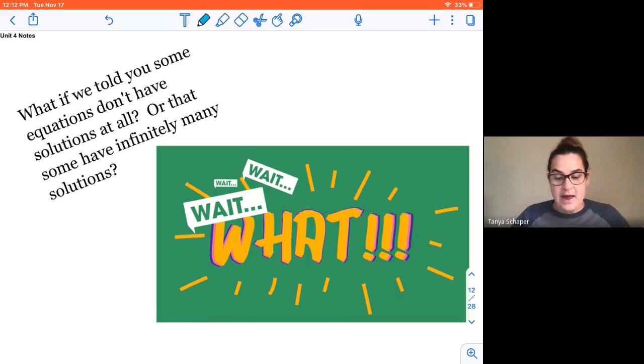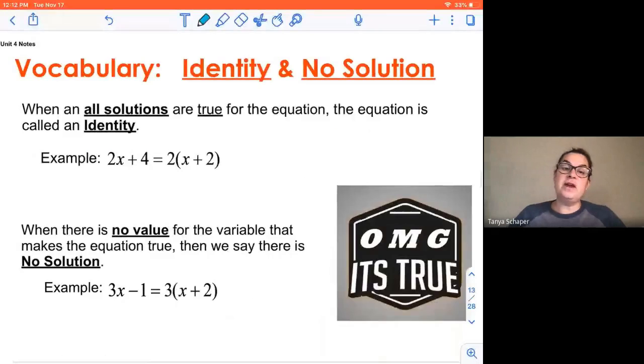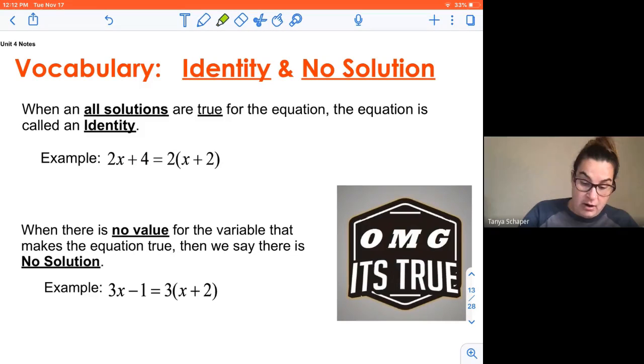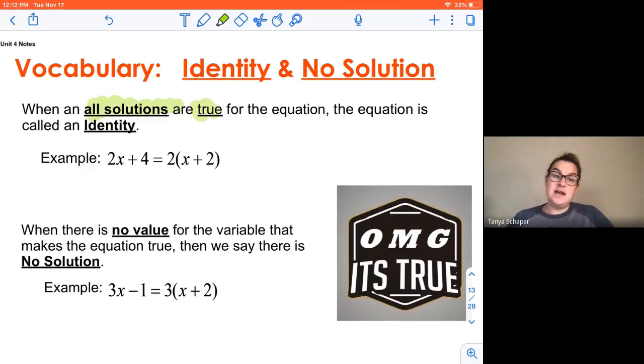So what we have are two different types of equations. We have an equation that's called an identity, which means that all solutions are true. And I'll talk about what that looks like. And then we also have an equation where there is no real solution. And we're going to talk about what that means too.